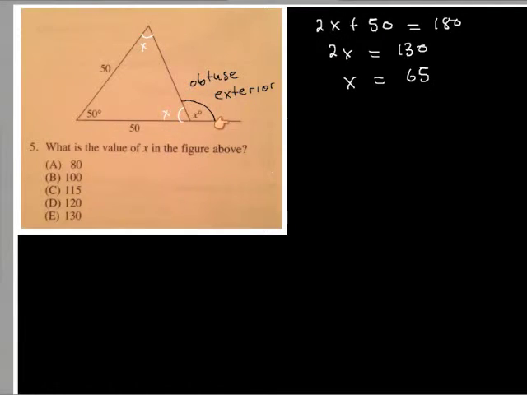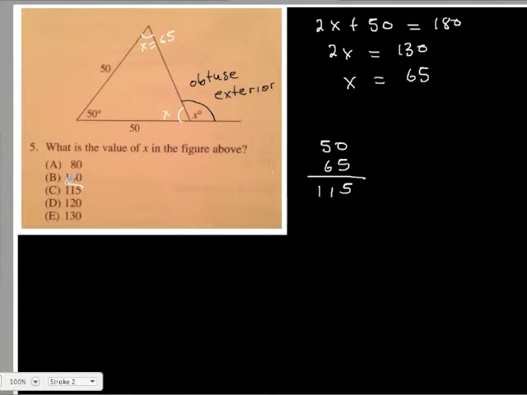So now you can figure out the obtuse exterior angle, which is the sum of the remote interior angles. So it'll be 50 plus 65. So 50 plus 65 gives you 115, and the correct answer is C.